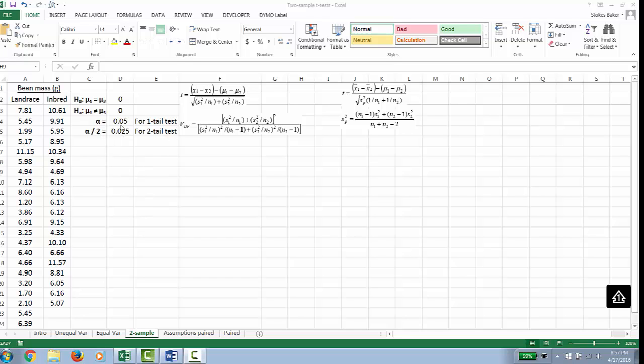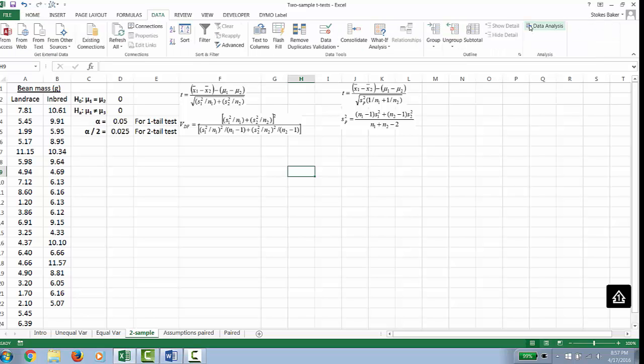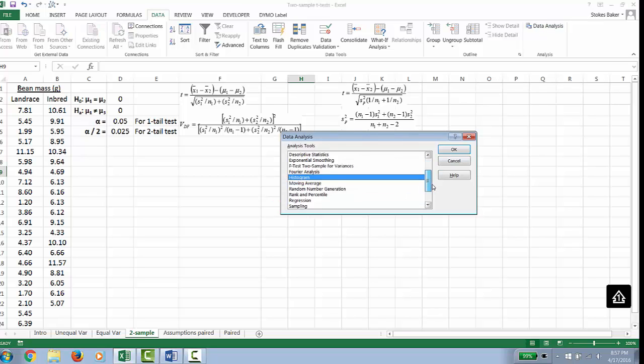One of the nice things about Excel is that it has some built-in functions to do this analysis under the Data Analysis Pack. If you've not installed the Data Analysis Pack, you need to do so before you do this exercise. So to do the two-sample t-test, we are going to click Data, Data Analysis, and then scroll down, and these are our different options for two-sample t-test.